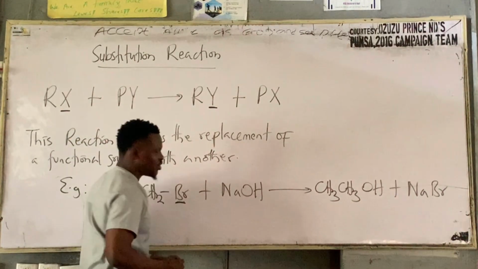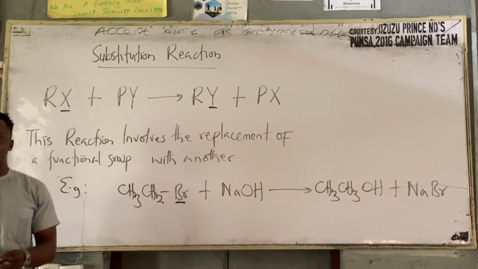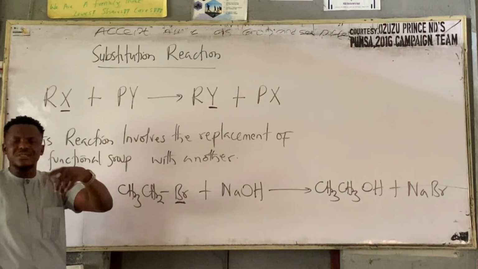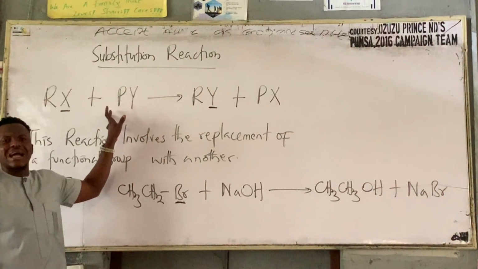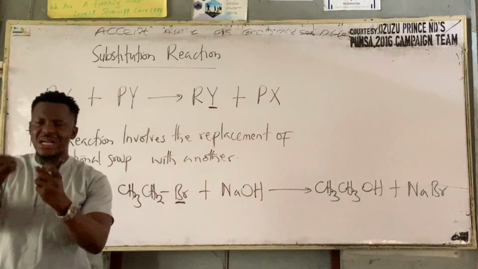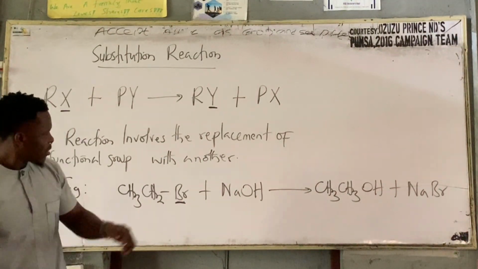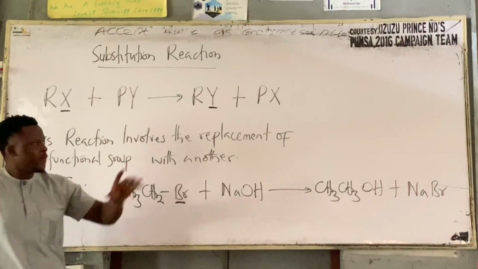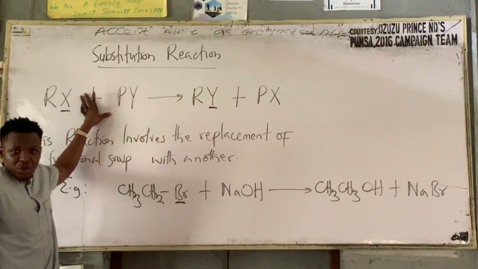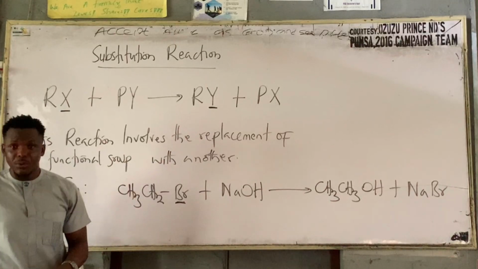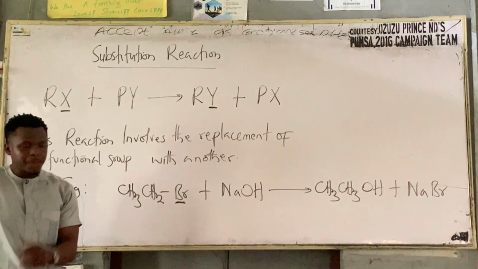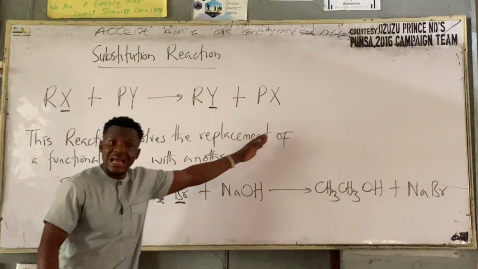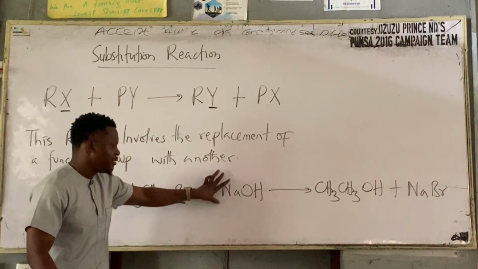So if they give you a reaction this way, they will not tell you it is a substitution reaction. They'll say, which type of reaction is this? Based on what I've explained so far, just try to observe the transformation that took place. In the first example I did, which was addition reaction, the reactant side had a double bond and the product side had no double bond. That's addition reaction. In elimination reaction, the reactant side has no double bond, the product side has what? A double bond.